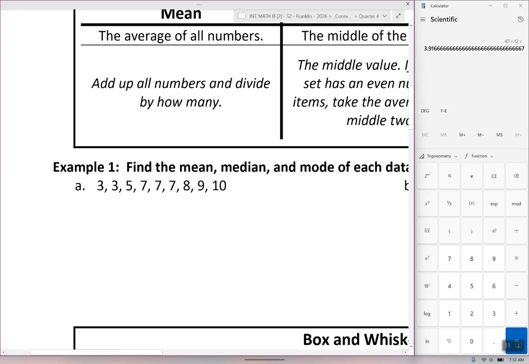So first let's add them up. 3 plus 3 plus 5 plus 7 plus 7 plus 7 plus 8 plus 9 plus 10 gives us 59. And there are 1, 2, 3, 4, 5, 6, 7, 8, 9 numbers, so we'll divide this by 9. And our mean is 6.5 repeating, or we'll say 6.6.